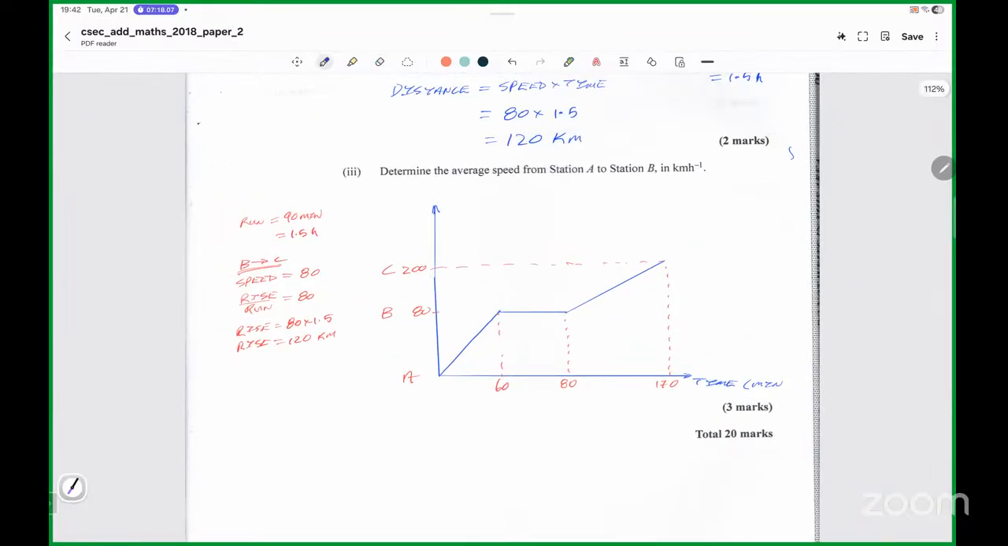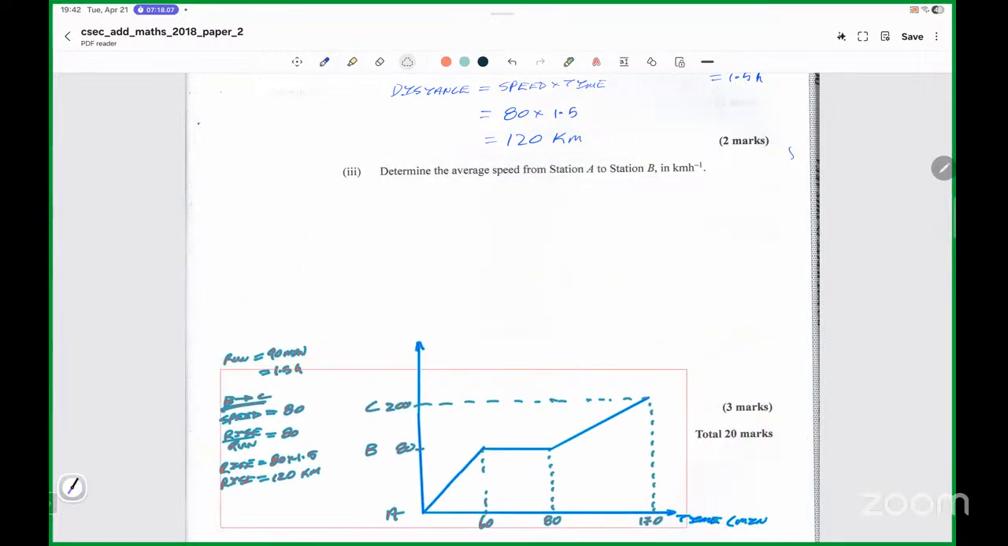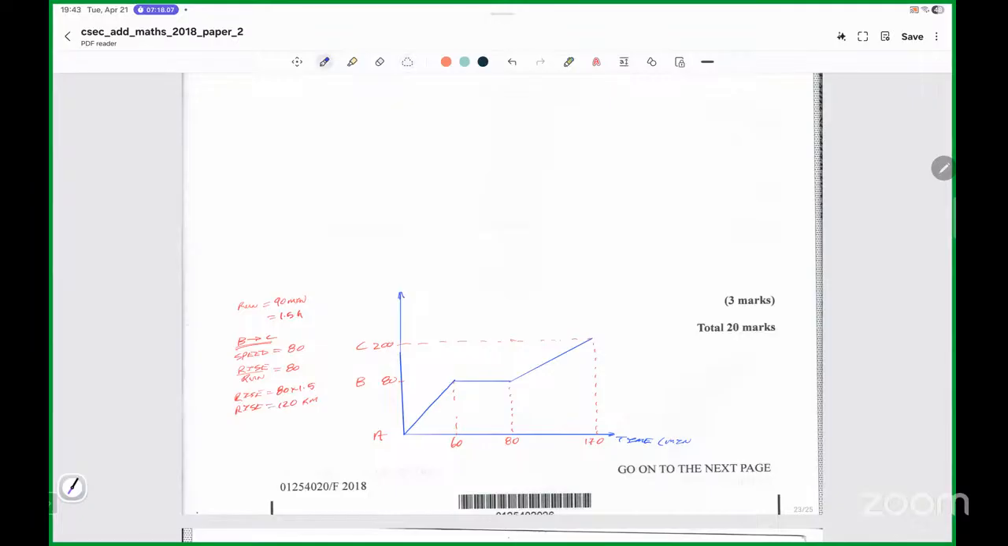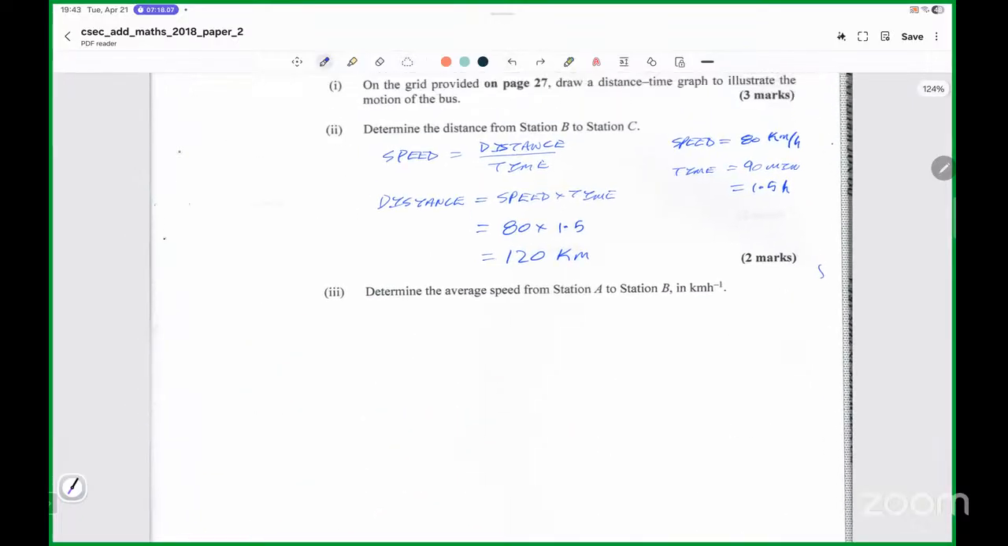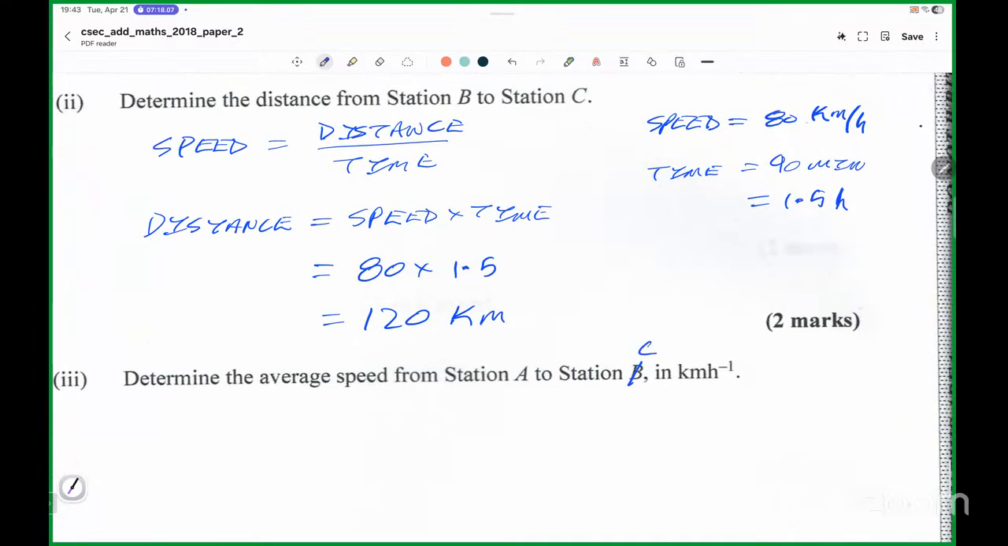Three marks: the average speed from station A to station B in kilometers per hour. It could never be A to B. I can't give three marks for it, and this was two marks up here. That's foolishness. Change that to C. It must be A to C.